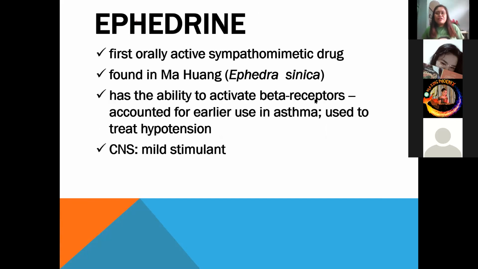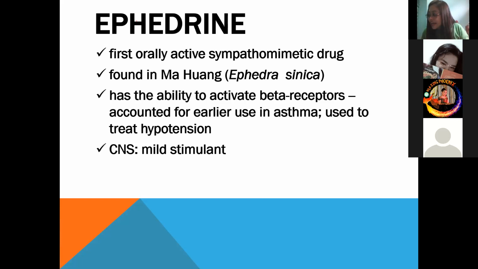We have the first one, ephedrine. I mentioned it in the first part, though it is not a catecholamine because it lacks the OH. So here we place it under mixed acting sympathomimetics. This is the first orally active sympathomimetic drug, again because of the lacking OH. So it is no longer a catechol, so it can be given orally.